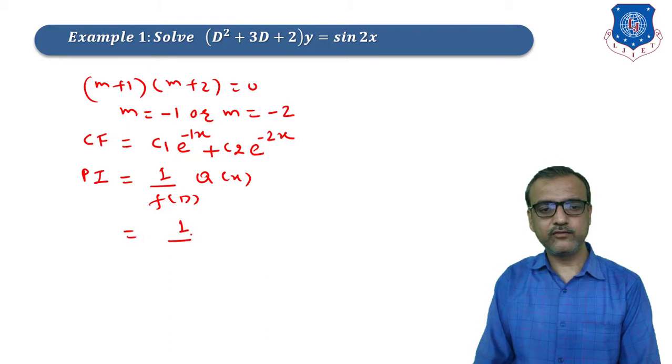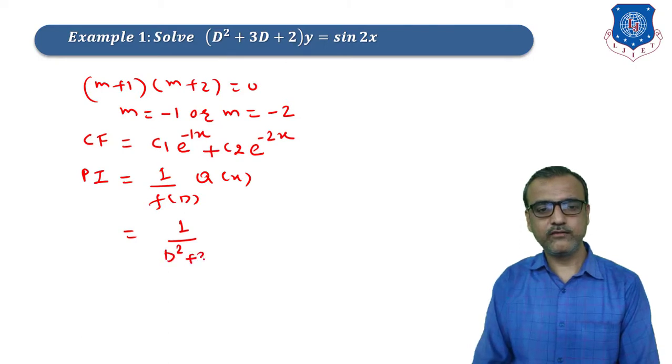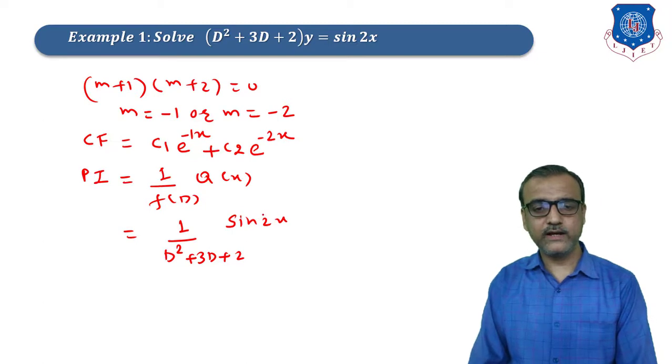What is f of D? That is D square plus 3D plus 2. So we will write down D square plus 3D plus 2. Now Q of x is sine 2x. Here you can see that the value of a is 2 and a square is 4. So we will replace D square by minus a square. So that is minus 4.